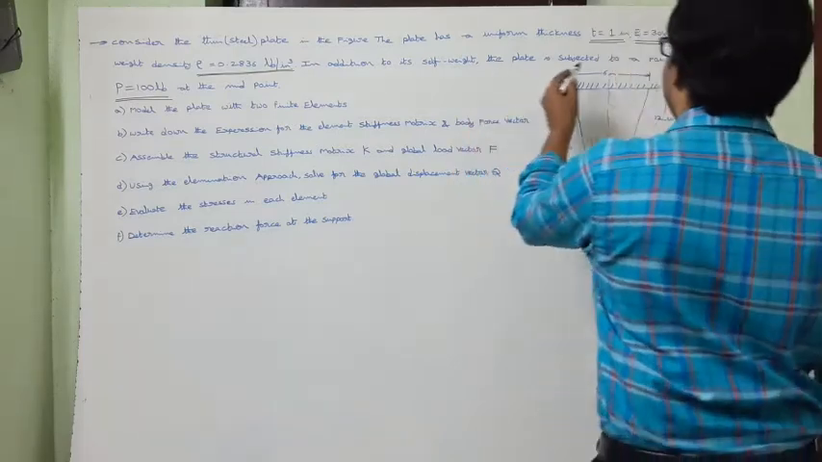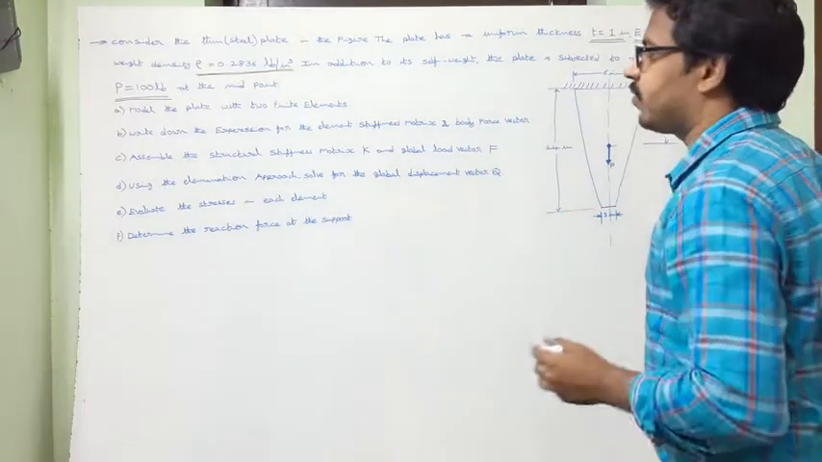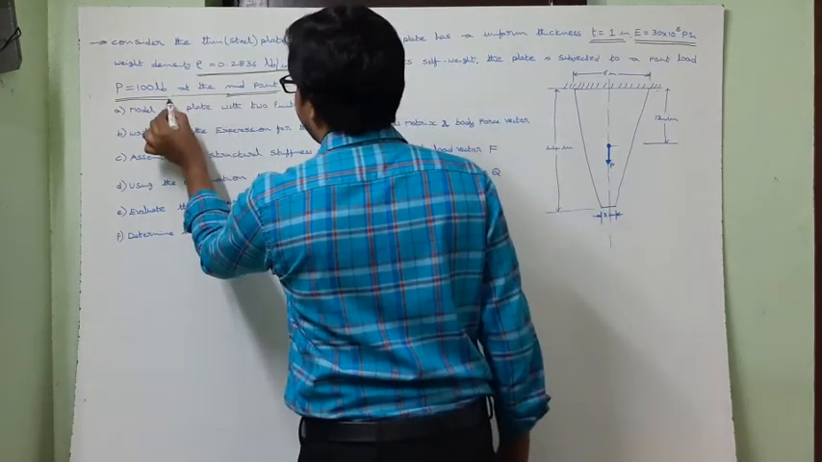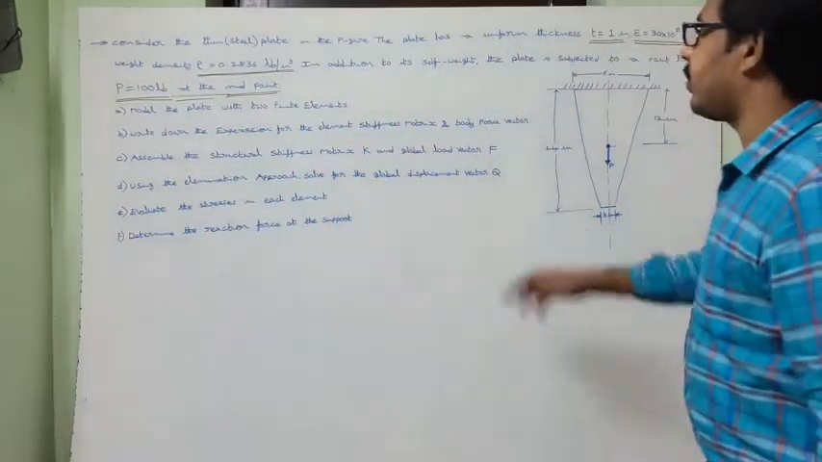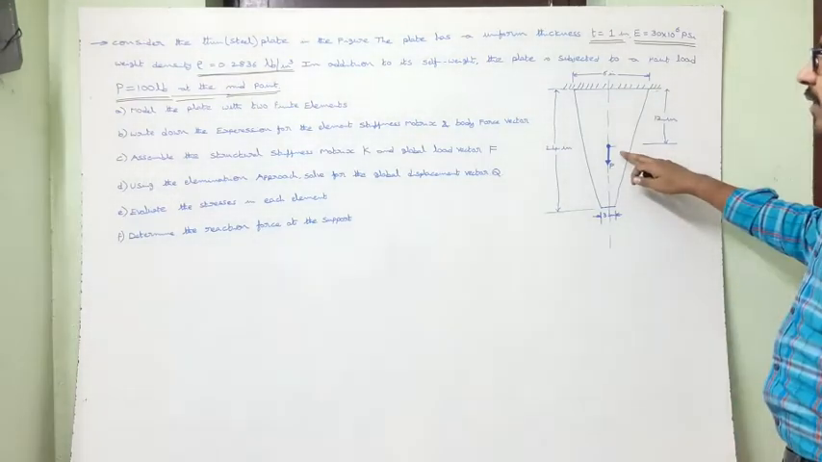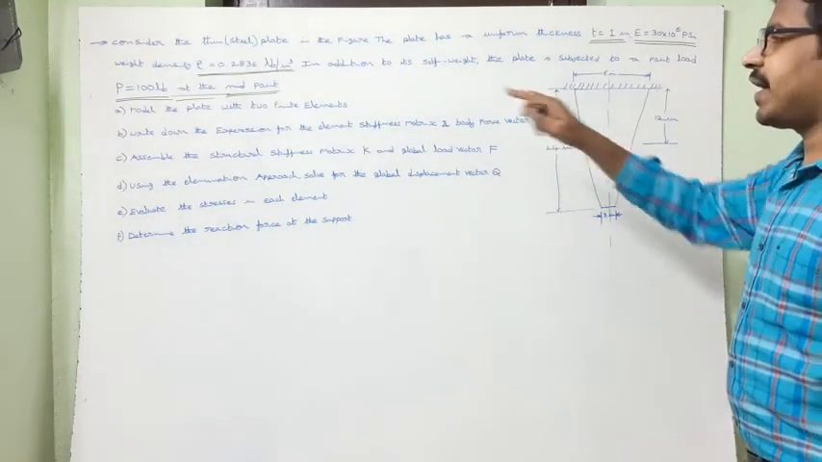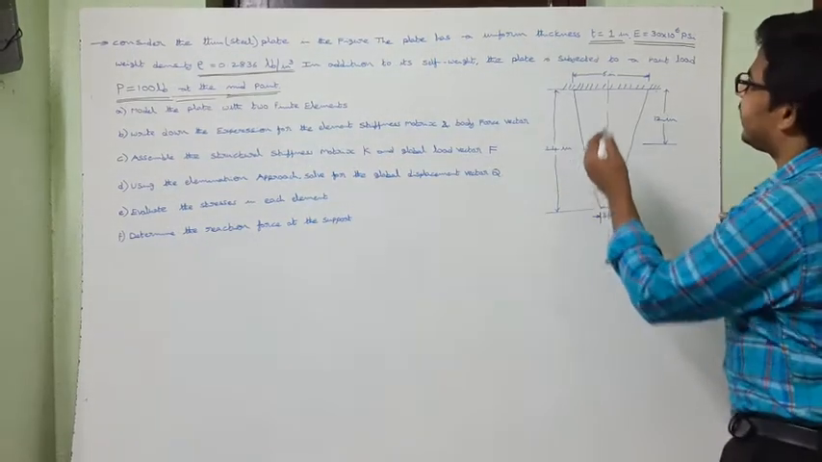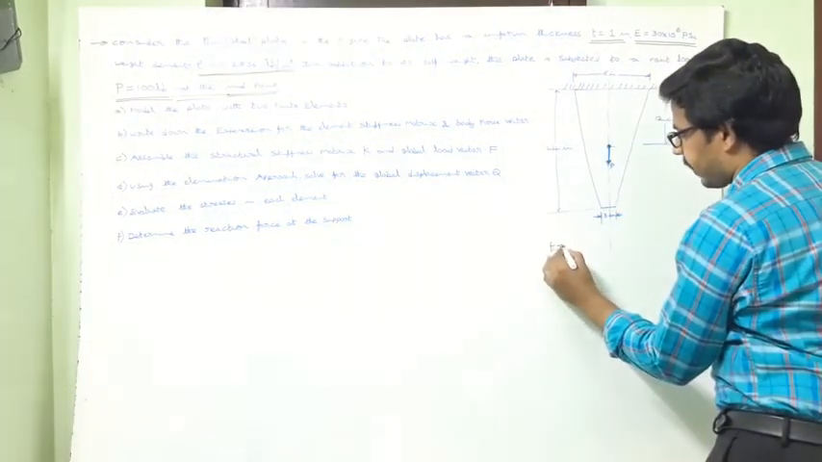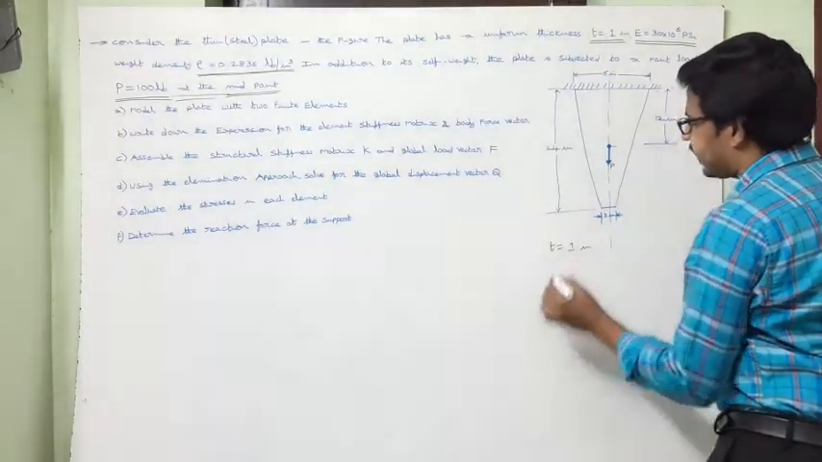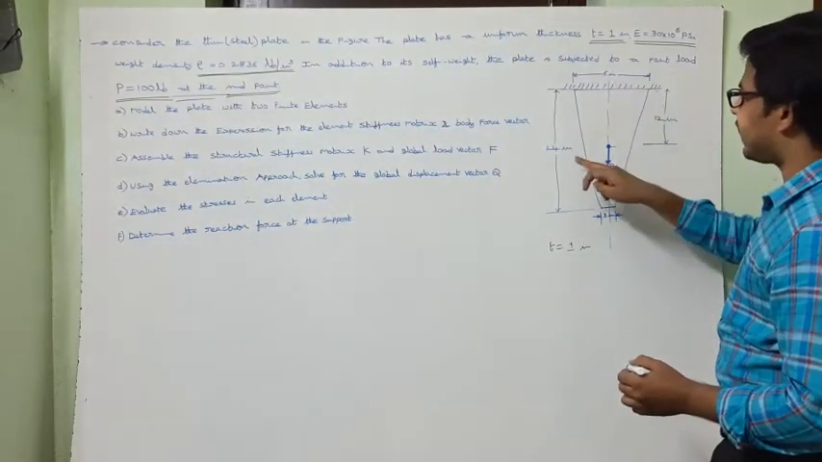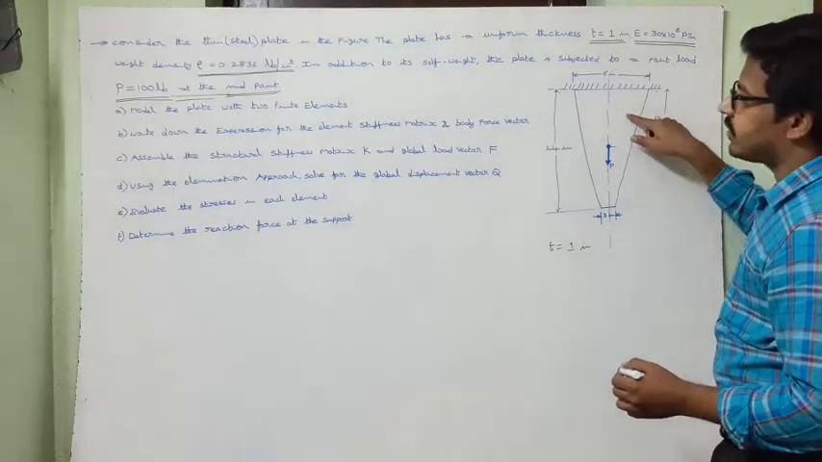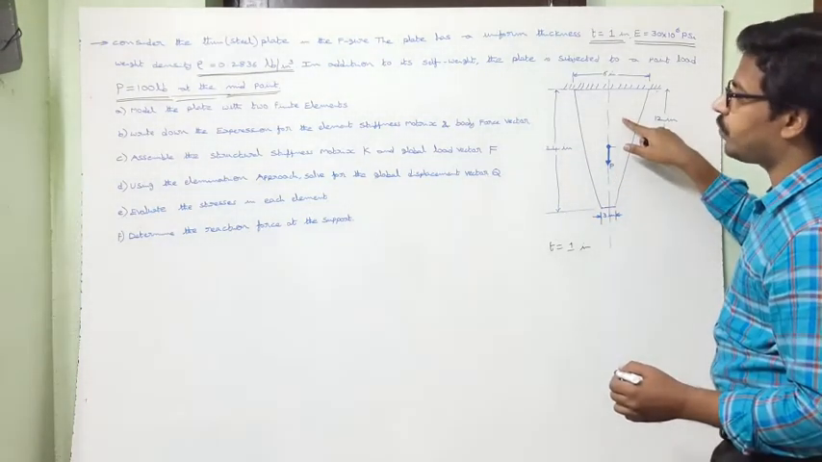And in addition to self weight, the plate is subjected to a point load P equal to 100 lb at the midpoint. So this is the midpoint, P is equal to 100 lb. This is the steel plate with the thickness of T equal to 1 inch, and the total length of the steel plate is 25 inches, and this can be divided into two finite elements.